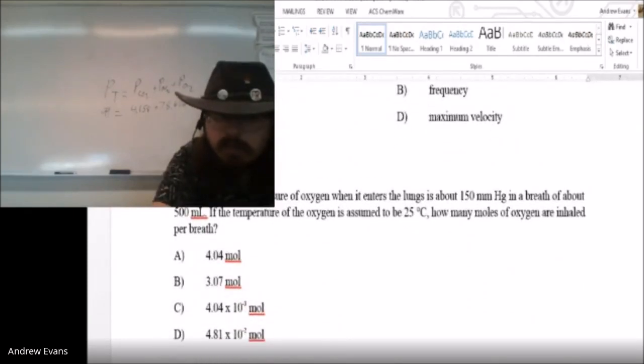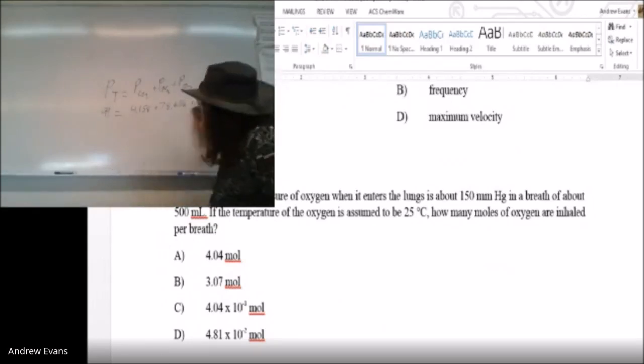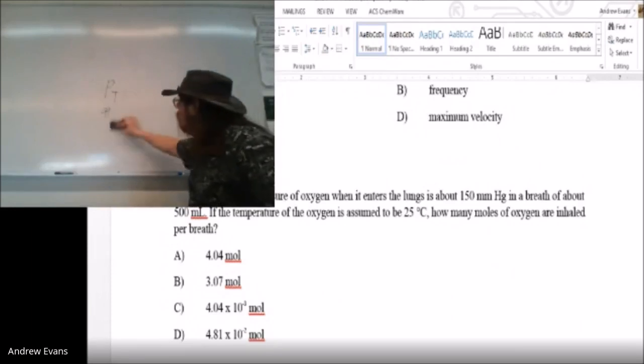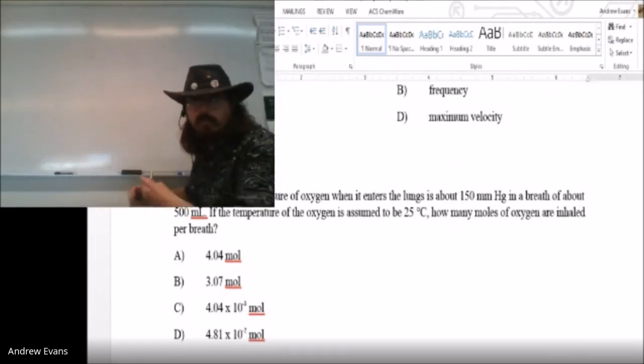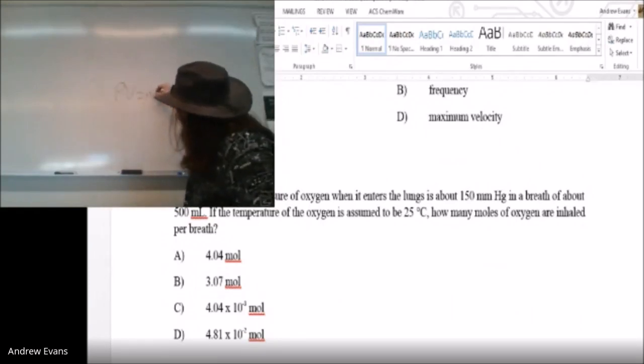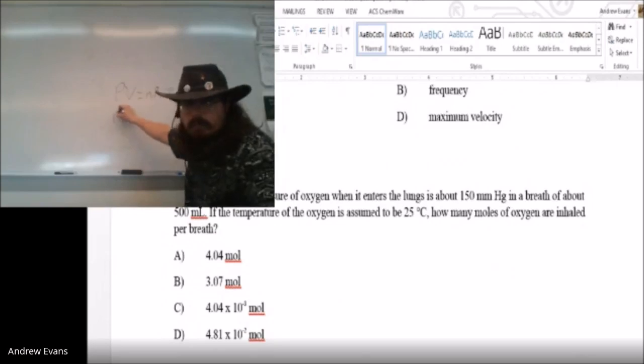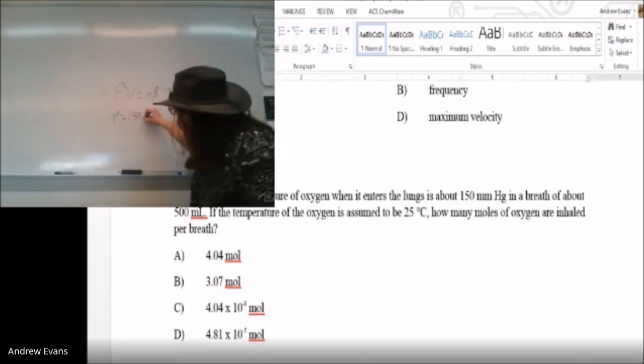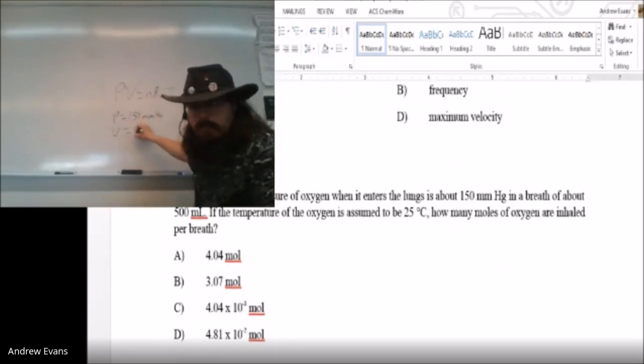Finally, number 20. The pressure of oxygen when it enters the lungs is about 150 millimeters of mercury in a breath. That is about 500 mL. If the temperature of oxygen is assumed to be 25, how many moles of oxygen actually get inhaled per breath? This is the only one in this problem set that is an ideal gas. PV equals nRT. Pressure is 150 millimeters mercury. V is 500 mL.